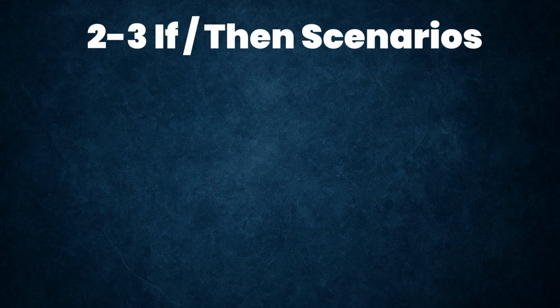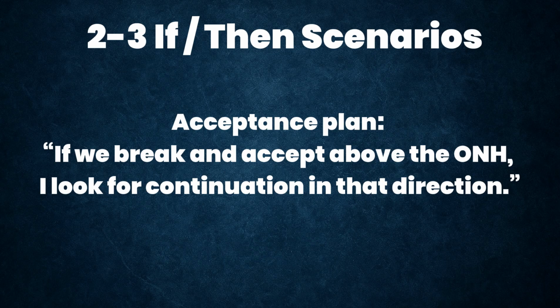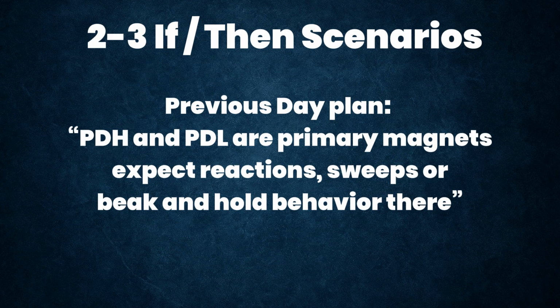Now you write 2 to 3 if-then scenarios. This is your directions on the map. Rotation plan: if we sweep the overnight low and reclaim, I look long back toward mid-range, then toward the overnight high. Acceptance plan: if we break and accept above the overnight high, I look for continuation in that direction. Previous day plan: previous day high and previous day low are primary magnets.